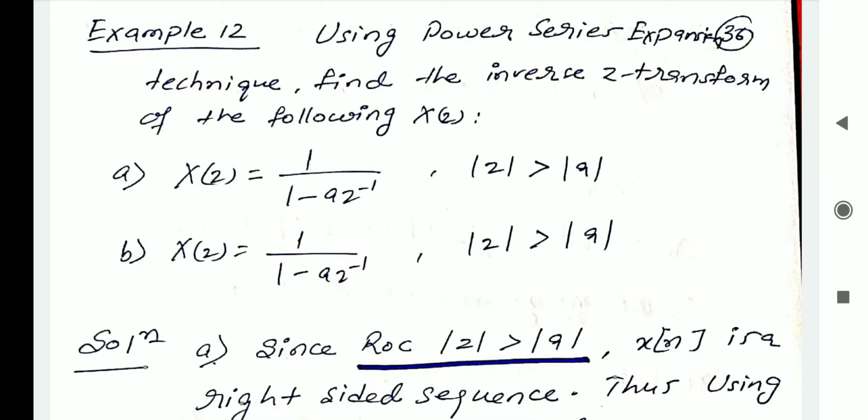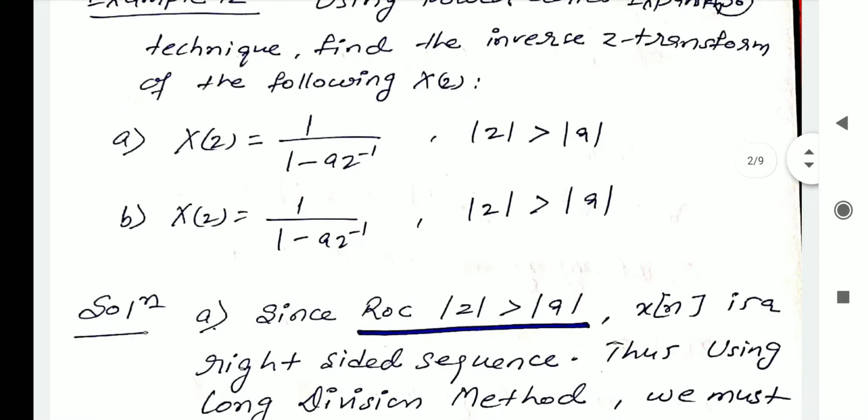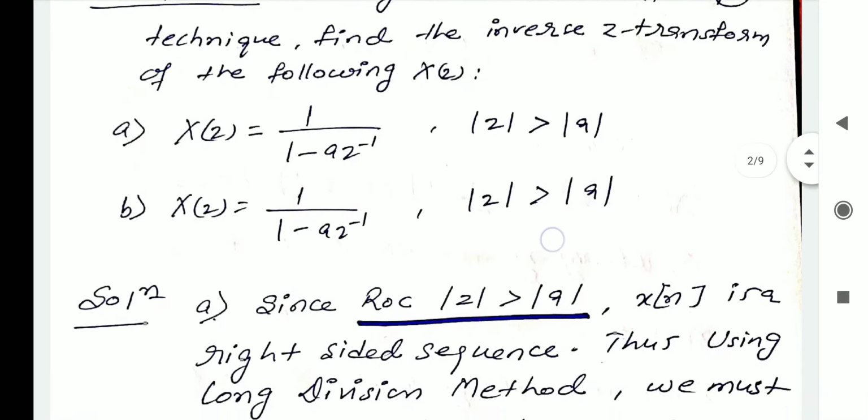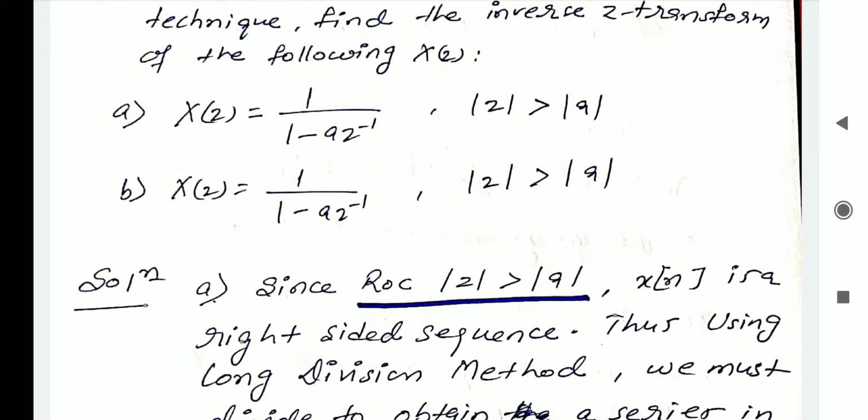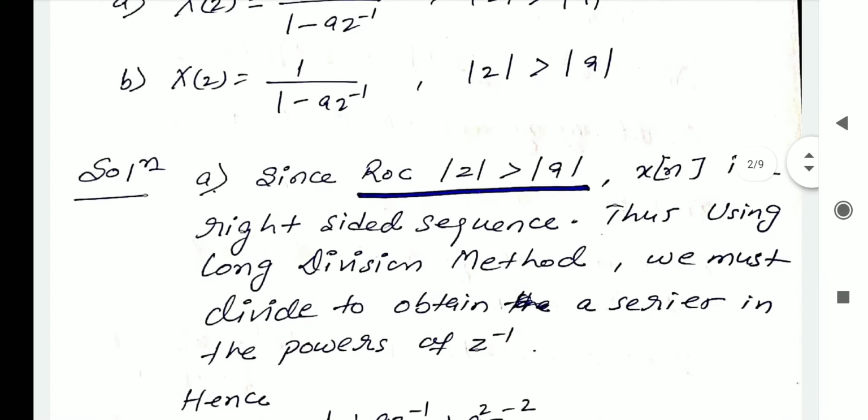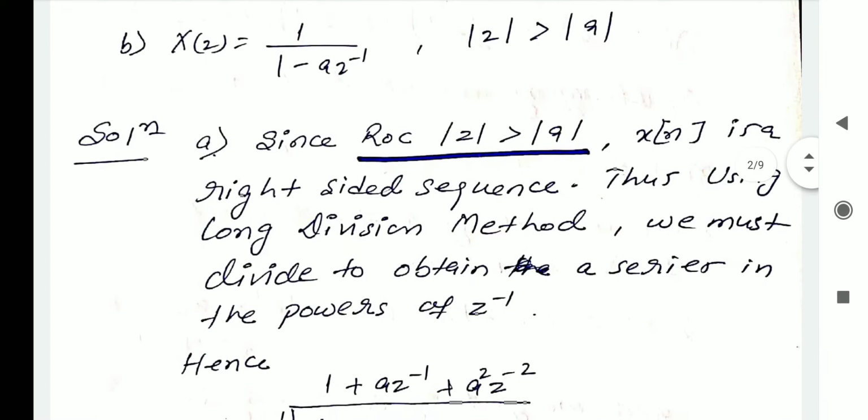Now in the second case, again there's a mistake, students. This should be the b case, where the ROC should be mod of z less than mod of a. There is a mistake, so you can just mark it in your copy that in case b, the ROC should be mod of z less than mod of a. Now we'll start with the first part a, where the ROC is mod of z greater than mod of a.